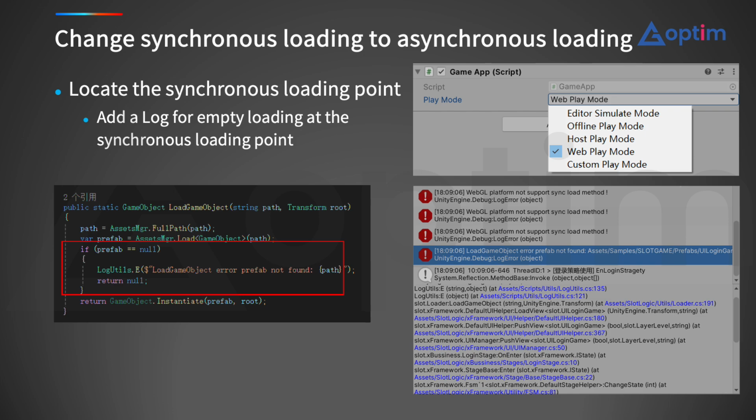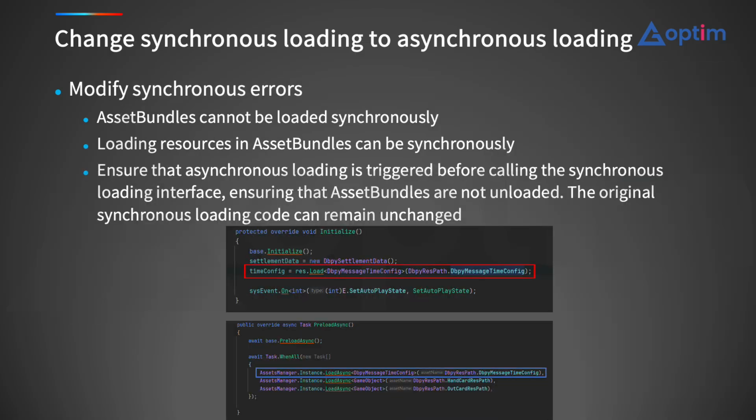Once we identified the problematic resources, the next question was, why does synchronous loading fail in minigames in the first place? The core reason is this: asset bundles cannot be loaded synchronously in the minigame environment. They must be loaded asynchronously. However, and this is important, once an asset bundle is already loaded into memory, loading assets from it can be done synchronously or asynchronously. That part doesn't matter. So the real requirement is to ensure that the asset bundle itself has already been loaded asynchronously.